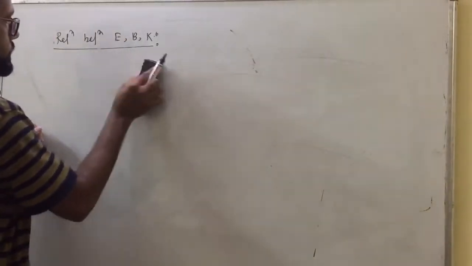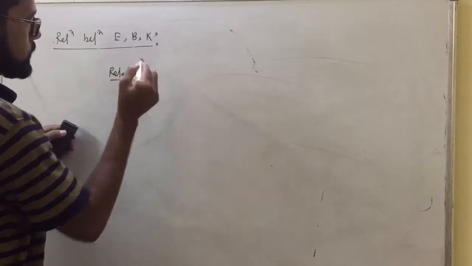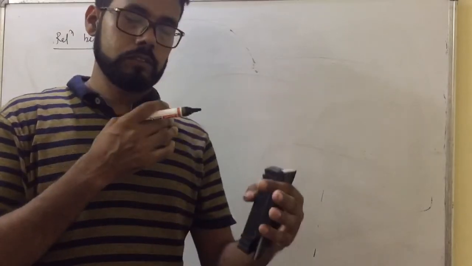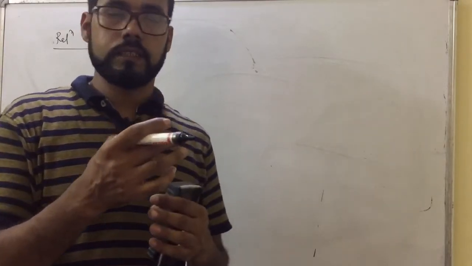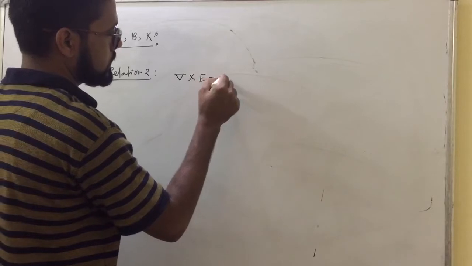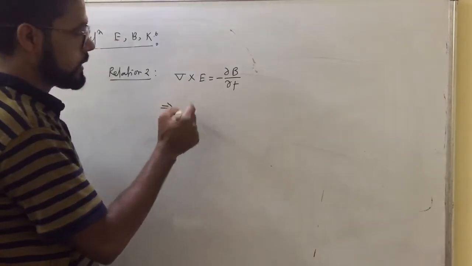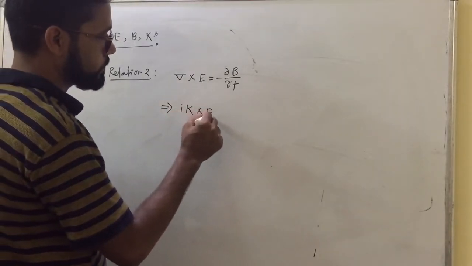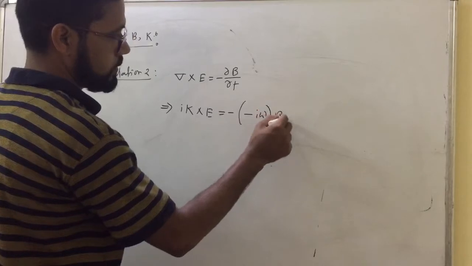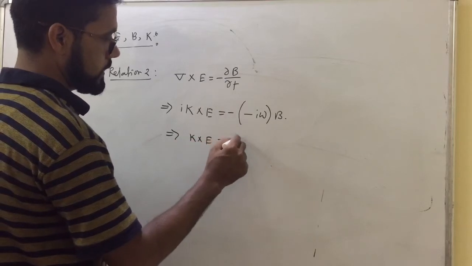Relation number 2. Suppose I want to find the relation between electric field, propagation vector and magnetic field. You can take any equation. I will take del cross E equals minus del B by del t, the Faraday equation, the third Maxwell equation. I have already given you short tricks. Del becomes ik, so ik cross E equals minus i omega into B. Minus minus cancel, so k cross E equals omega B.